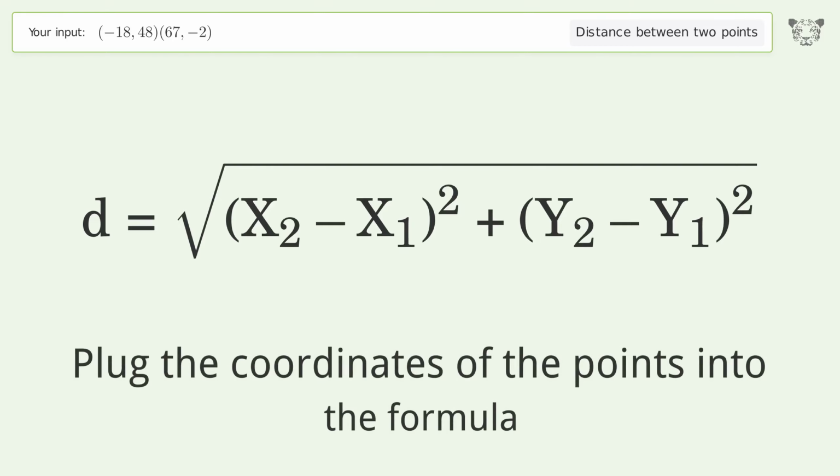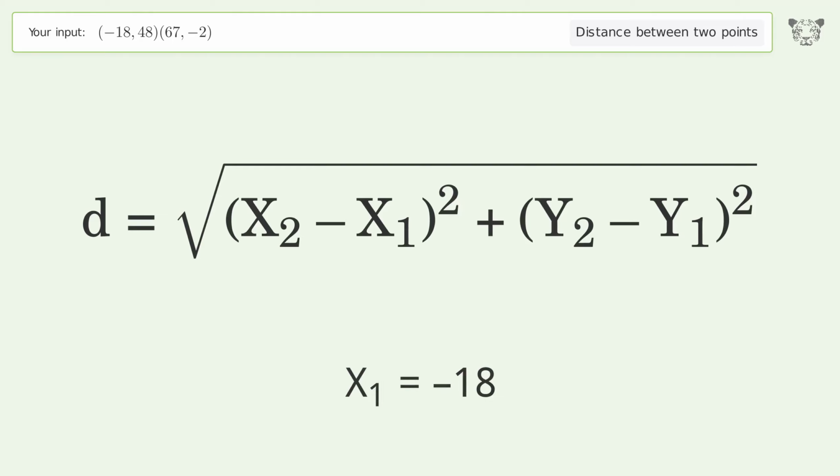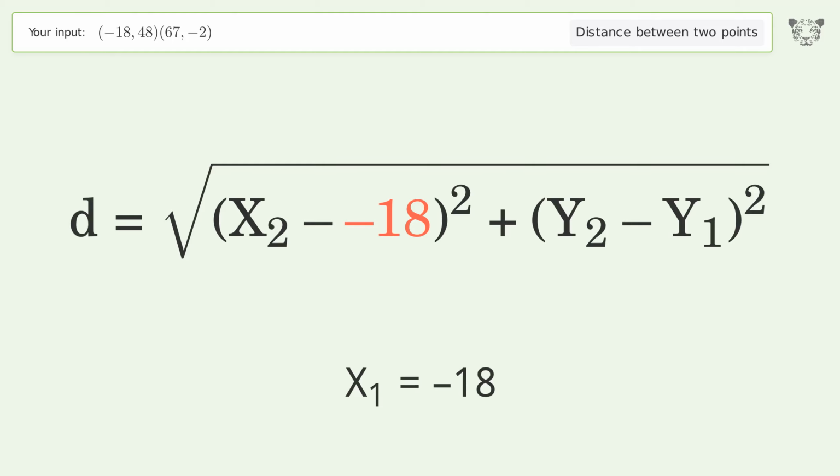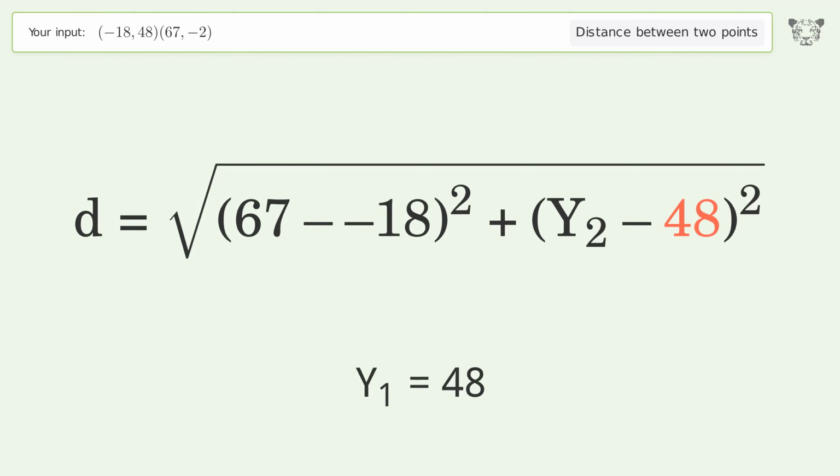Plug the coordinates of the points into the formula. x1 equals -18. x2 equals 67. y1 equals 48. y2 equals -2.